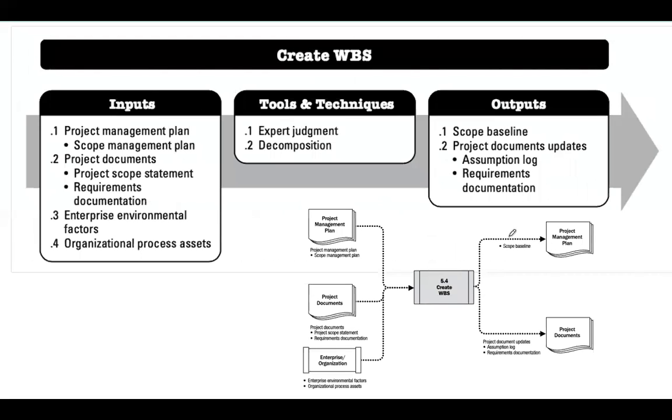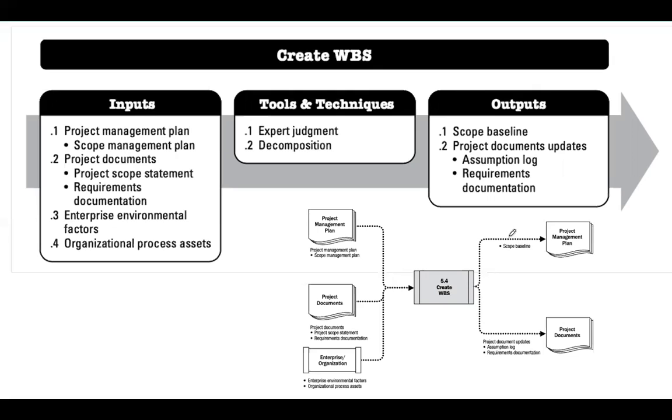So inputs are as follows. We have the scope management plan, which helps us with knowledge of how the WBS is to be created. Then scope statement and requirements documentation are going to clearly inform the deliverables that the work breakdown structure needs to contain. And then EEFs and OPAs, obviously, self-explanatory. OPAs, how the work breakdown structures have been created in the past. Expert judgment and decomposition will be the tools and techniques. And then as the output, we're going to create scope baseline and project documents updates.